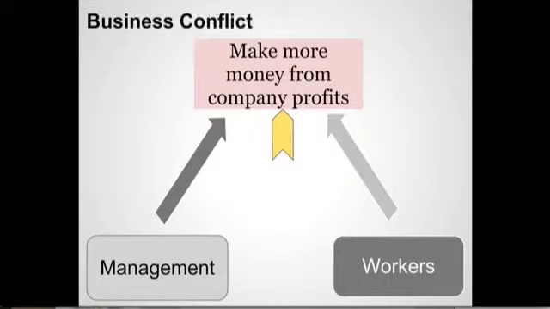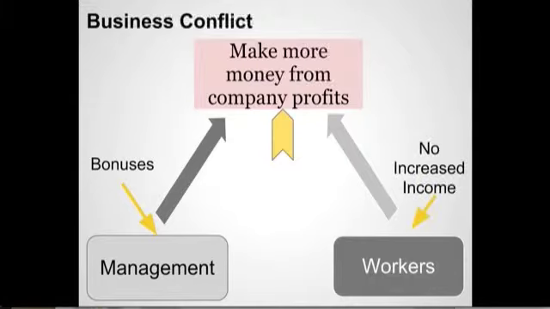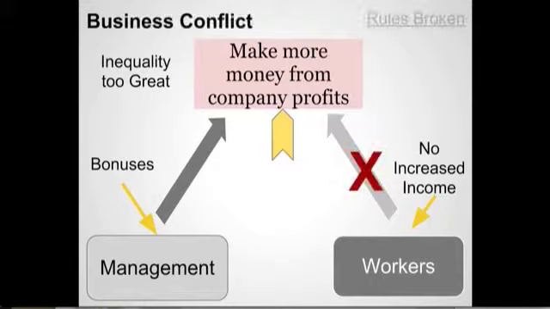So let's take a look at business conflict, possibly. Let's say the goal is to make more money from the company profits. So the company makes more profit, and the manager and the workers, they want a bigger share of that profit. Well, the management decides they're going to give themselves a bonus because they think that they can get away with it. However, they don't give any increase in income to the workers. And as a result, the workers see this as too great of an inequality. It's not fair for the workers. And so they give up on the goal. The goal is not as important because the rules have been broken in their eyes.